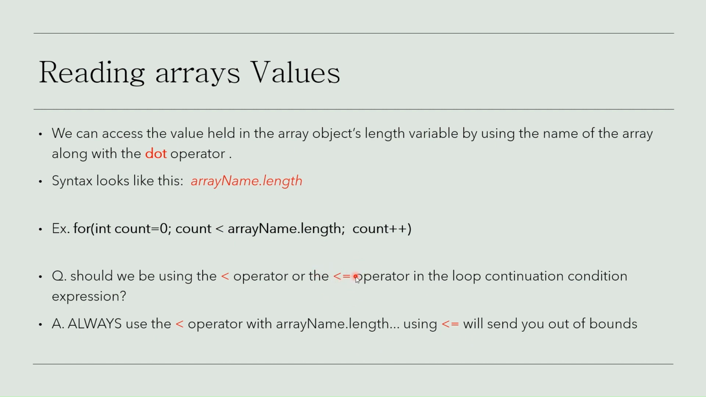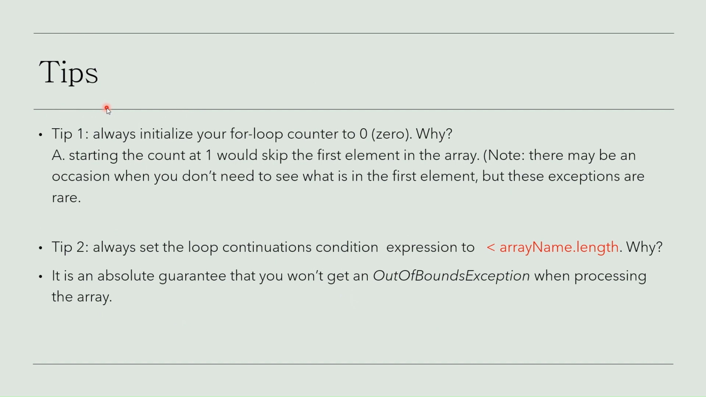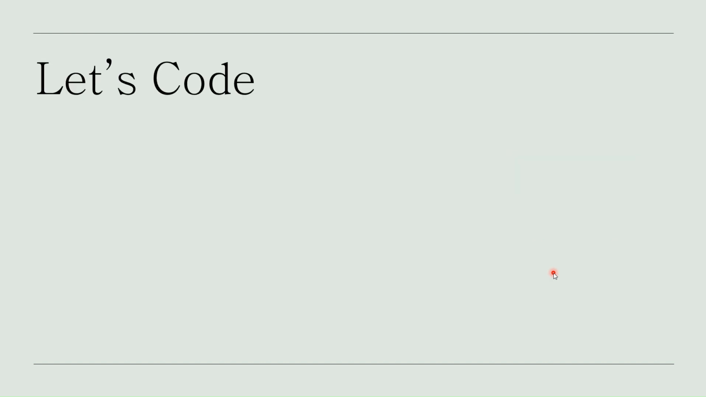Some tips when you loop through an array: initialize the counter to 0, because if you initialize it to 1, you are skipping the first element. The second tip is to always set the loop continuation condition expression to less than array name.length. Why? Because if you put it less than or equal to array name.length, then you will get an out of bounds exception. Okay, we are done with the theory part, and let's do some coding now.